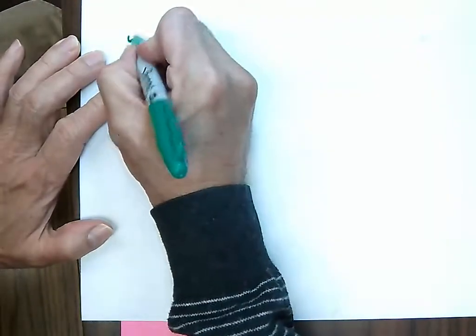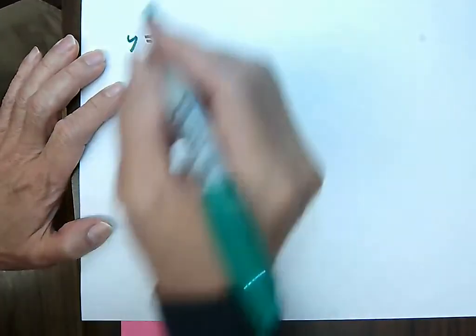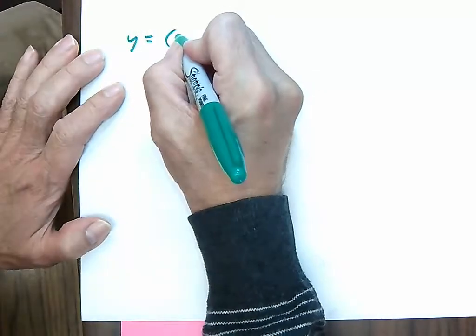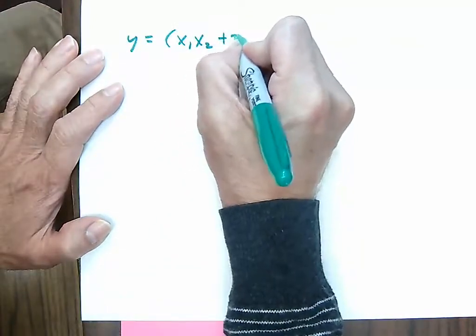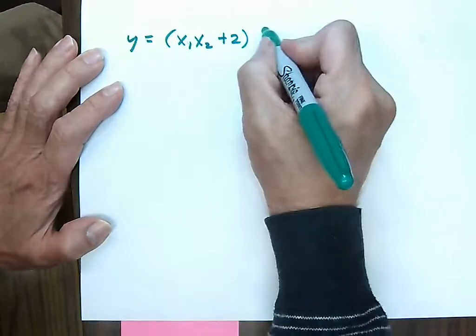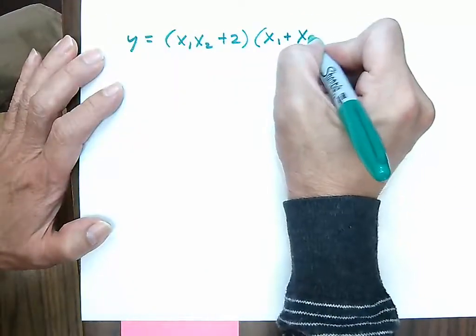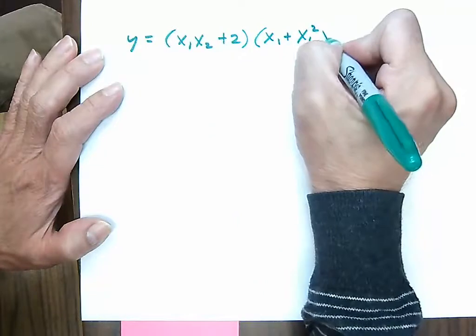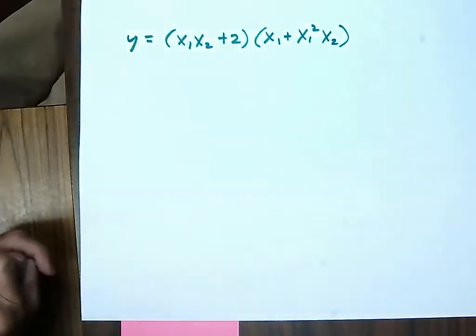Let's look at some more problems involving partial derivatives. Suppose y is a function of x1 and x2, which is, say, x1 times x2 plus 2 times another function of x1 and x2, which is x1 plus x1 squared times x2. How do we now find all of the partial derivatives of y?